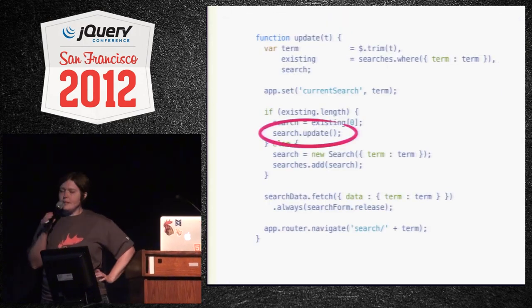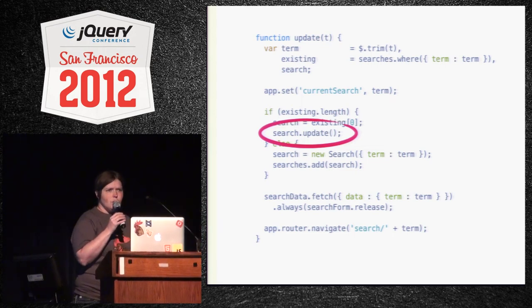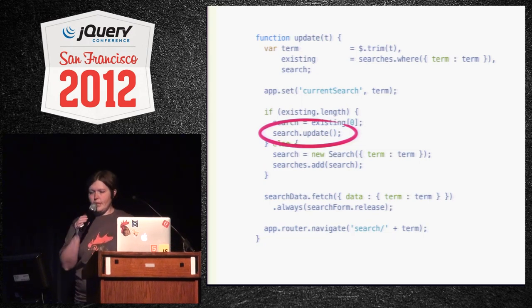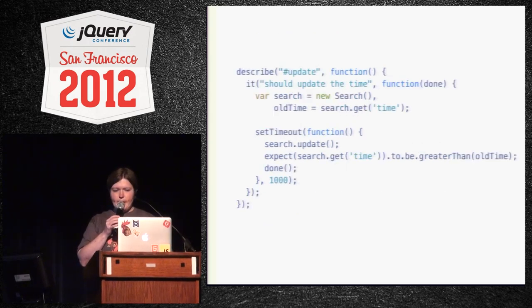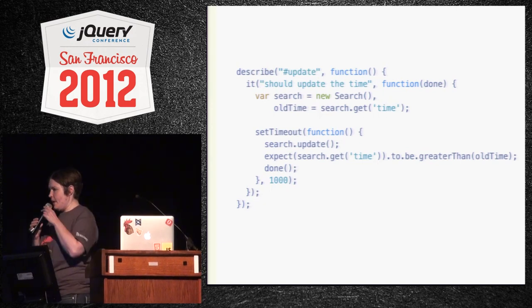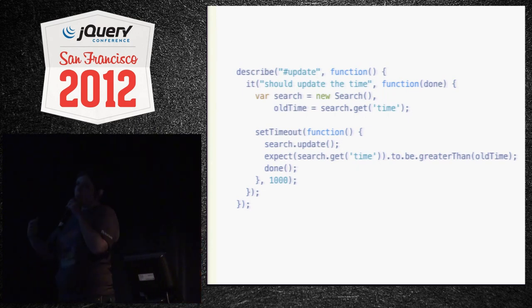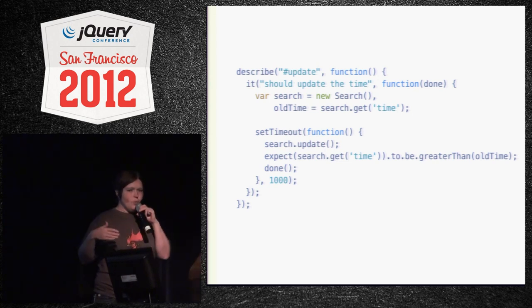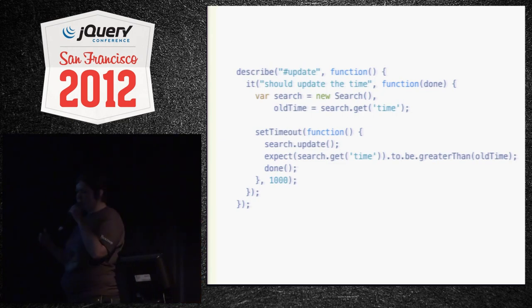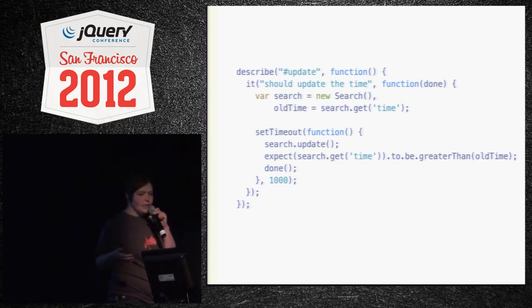we can write a test that says, can you verify that when there's a new search made, that if a user searches for a term that they've searched for before, then we don't make a new entry in the recent searches. We just update the timestamp on that existing search so that they'll end up being ordered properly in that recent searches area. And so we want to verify that when someone makes a search for something that they searched for before, and we call this update method, this update method does indeed update the time.